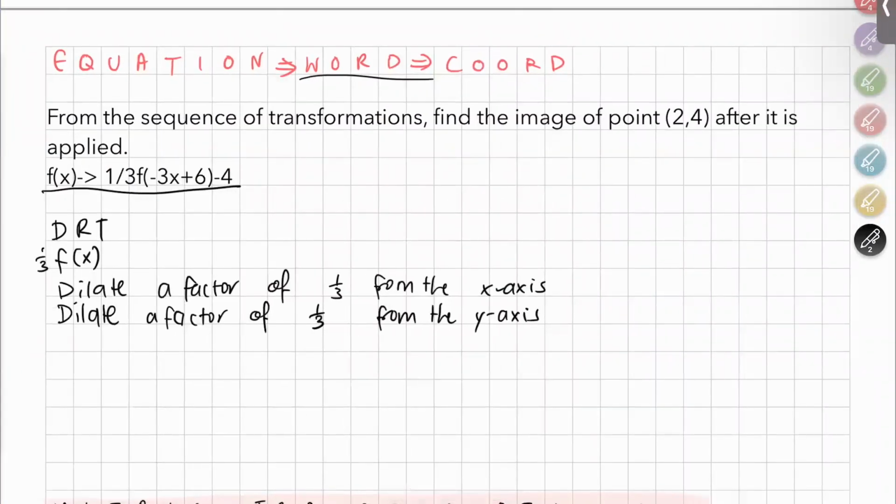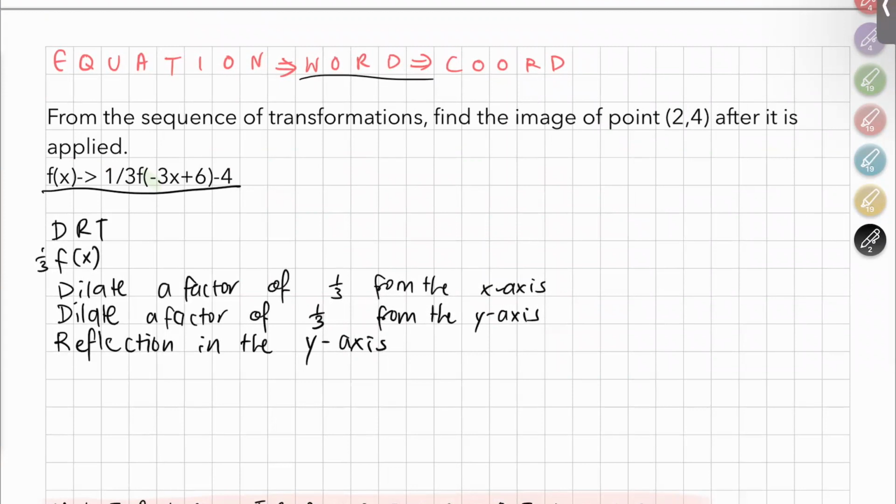Now, what else is there? Is there a reflection? Yes, there's a reflection in here. If you look at the green, inside the function. That means there's a reflection. If it's inside the function, obviously this is a reflection in the y-axis. And that has an impact on the x value, which is why it's in front of the x.